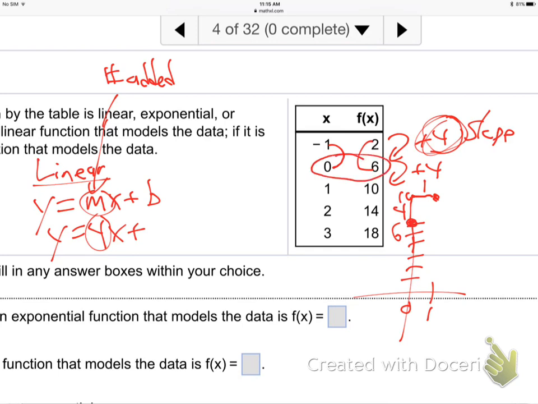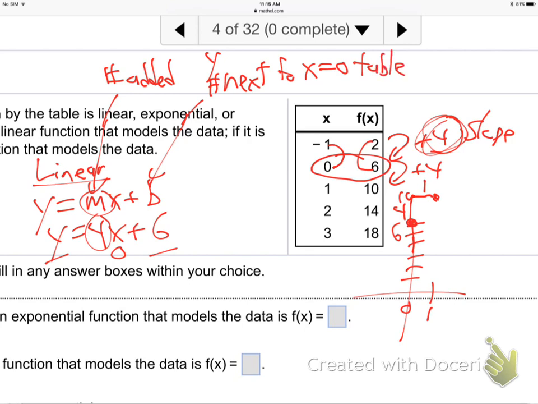Whatever's next to 0, just like for the other one. Right, because when you put in 0 for x, y is just going to equal the number at the back, right? I can have it b plus mx, same thing. The number next to x is 0 in the table. So there we go. It's linear, and there's the equation.